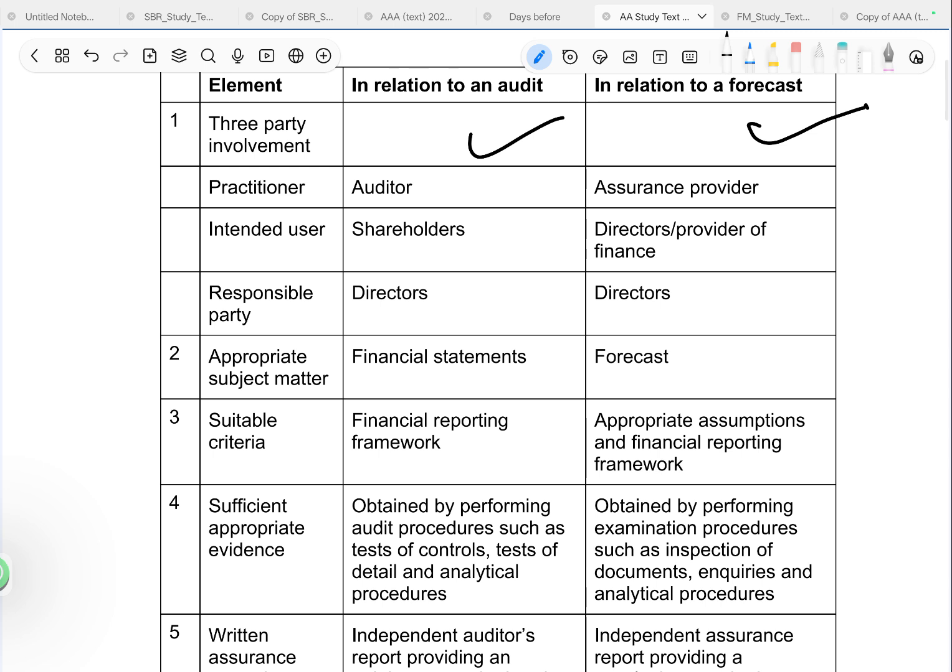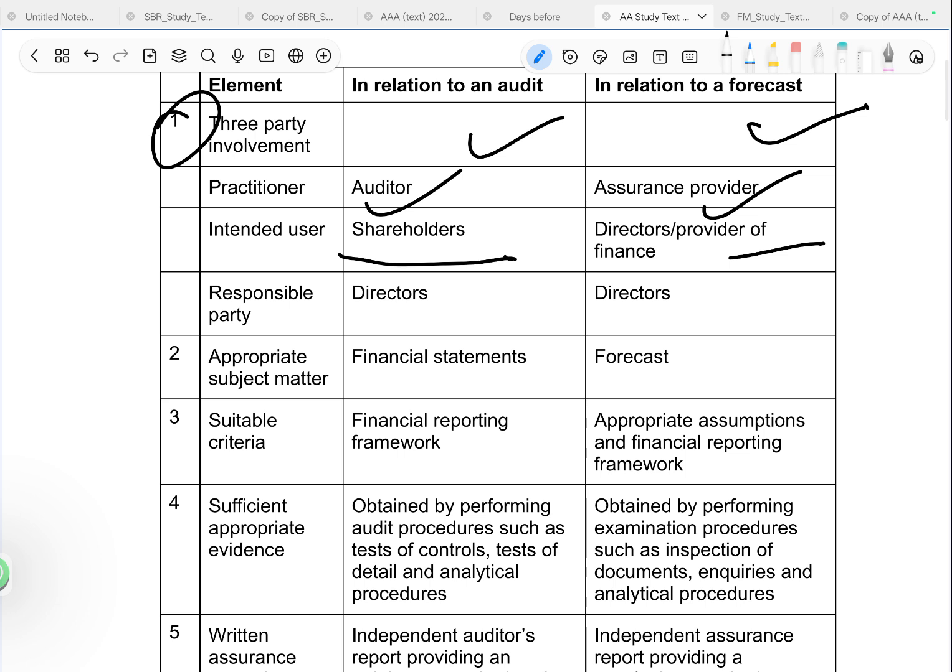Let's go through them one by one. First, we have the three-party involvement. In the case of a financial statement, the practitioner is the auditor. In a forecast assurance engagement, the practitioner is also an assurance provider, but not necessarily performing a traditional audit. The intended users are also slightly different. For a financial statement audit, the intended users are usually the shareholders because they rely on the financial statement to assess the company performance. However, for a forecast, the intended users are usually the directors or potential providers of finance, such as bankers or investors who want to know whether the forecast is reasonable.